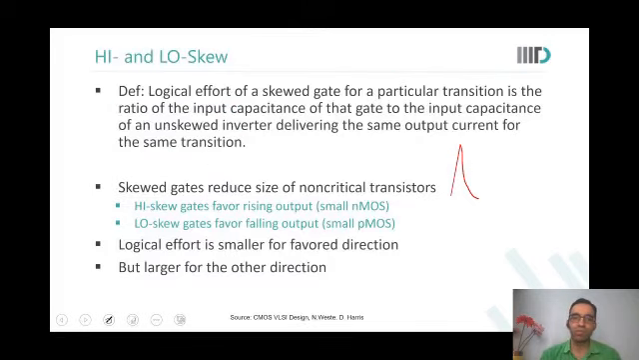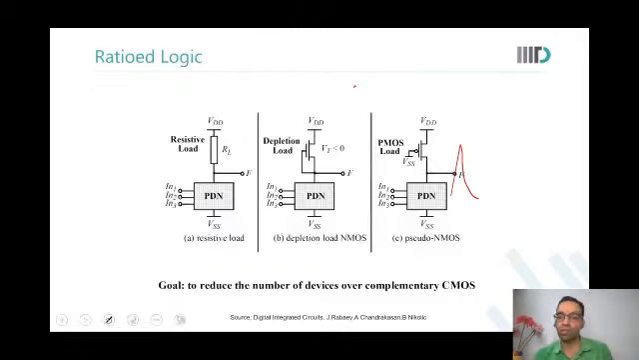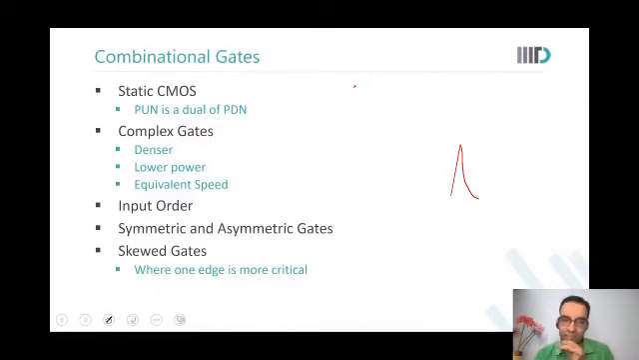So we will stop here. We've covered these concepts today. We talked about static CMOS, where pull-up network is a dual of pull-down network. We talked that complex gates are denser, they are low power, and they are equivalent speed. We've talked about the importance of input orders, symmetric and asymmetric gates, and also skewed gates. Next class, we'll start to talk about different logic styles, ratioed logic, pass transistor logic, and other styles.